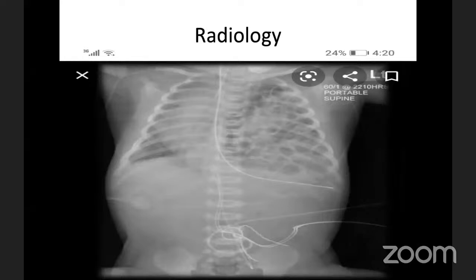So what you will do first? They will give you different options: bag the child, intubate him, give him IV fluids, give him high flow oxygen, give him non-rebreathing mask oxygen. So they can give you different types of things.